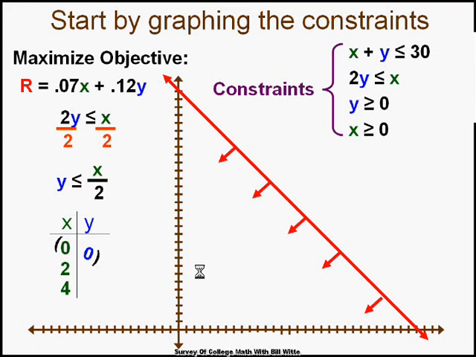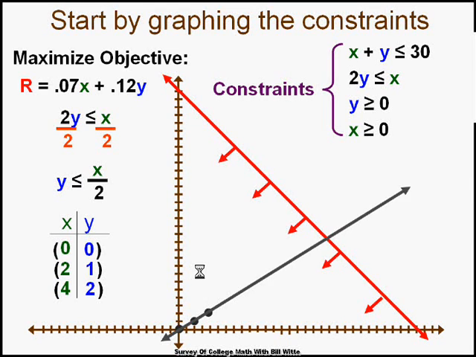If I put in a 0, I get out a 0. 0 divided by 2. If I put in a 2, they nicely cancel, and 2 over 2 is 1. So the point 2, 1. If I put in a 4, 4 divided by 2 is 2. So I have the point 4, 2, and I can draw that line, and y is less. Where does y get less? Down. Okay? This one isn't forming a rectangle, is it?